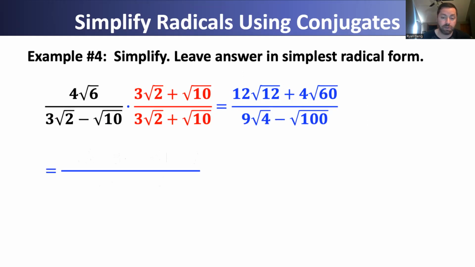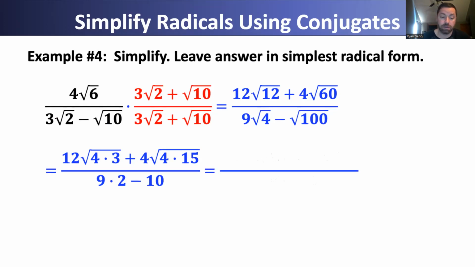So let's simplify. 12 radical 12, well, the 12 is already on the outside. The square root of 12 is 4 times 3. 4 is already on the outside. 60 is 4 times 15. The bottom, 9 times 4 is 9 times square root of 4 is 9 times 2. Square root of 100 is 10. Okay, so the top, 12 times the square root of 4 is 2. Square root of 3 stays the square root of 3. Plus 4 times the square root of 4 is 2. Square root of 15 stays the square root of 15. 9 times 2 is 18 minus 10.